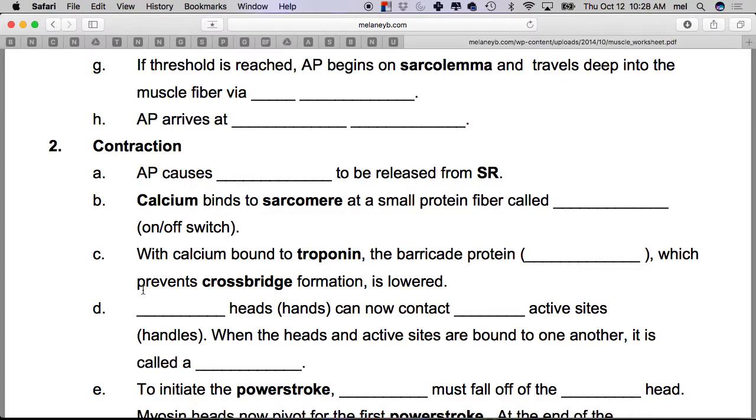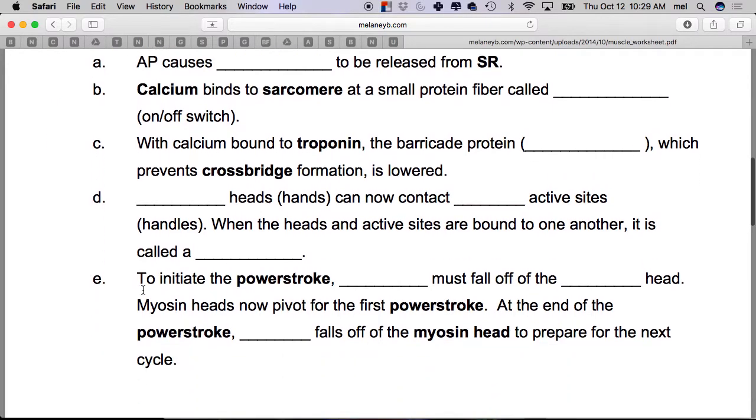When the heads and the active sites are bound to one another, it is called a... What is it called? Somebody raise your hand if they know. Cross-bridge, good. Now I'm going to let you raise your hand. I'll call on you.